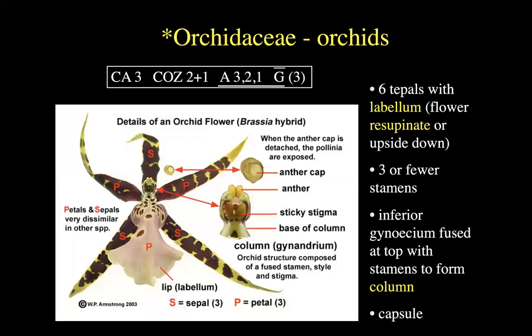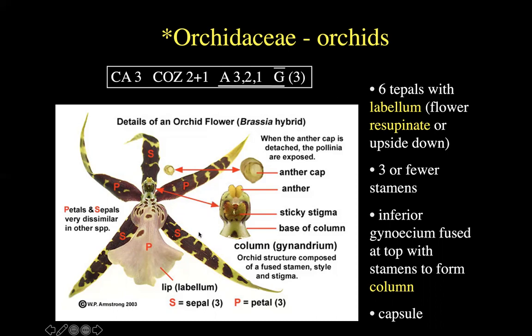Okay, so here's the floral formula for the Orchidaceae. 3 calyx, not very interesting. A strongly zygomorphic corolla. 2 kind of look like one thing, and then the +1 is the labellum, the really distinctive third petal. The number of stamens can vary, 3, 2, or 1, depending on the lineage. And very critically, those stamens are fused with the gynoecium into a kind of projecting structure called the column. That's kind of hard to understand when you see one.